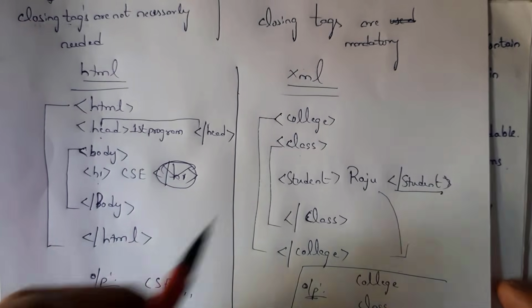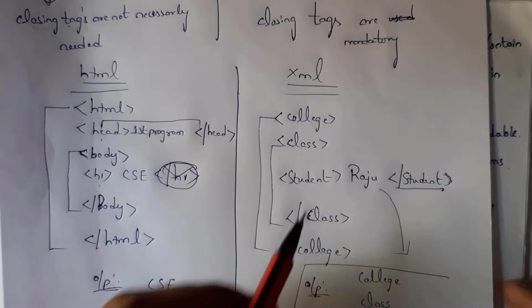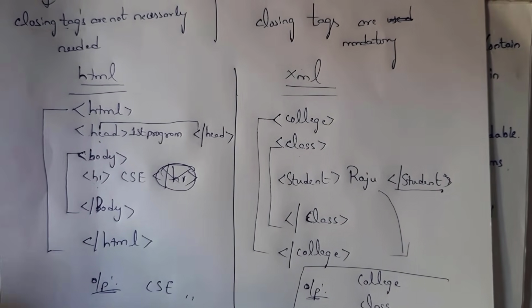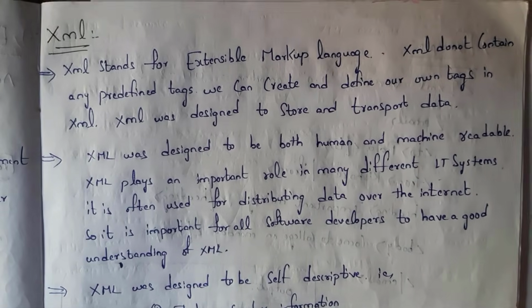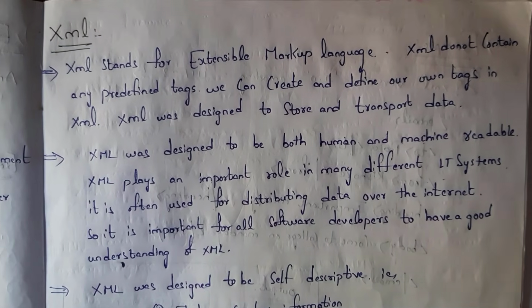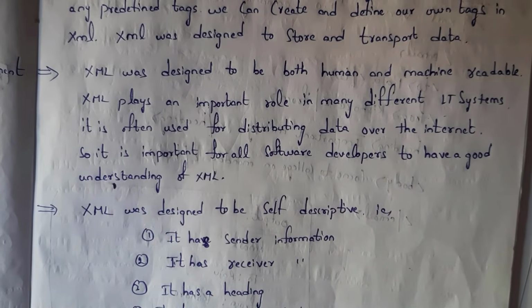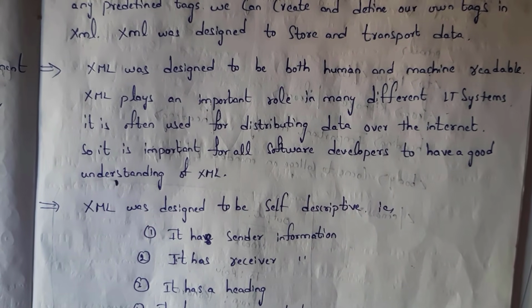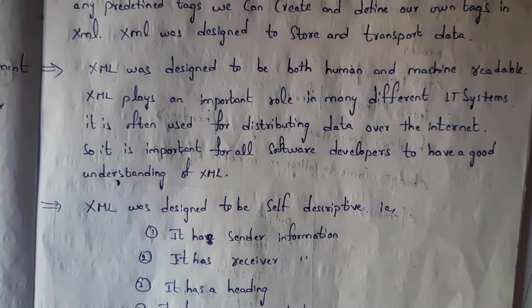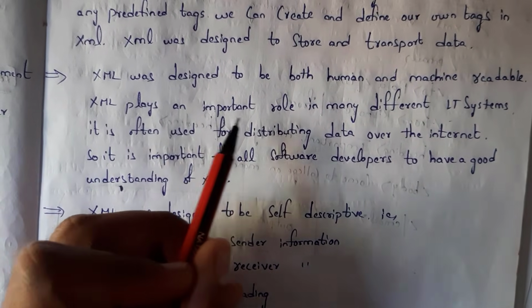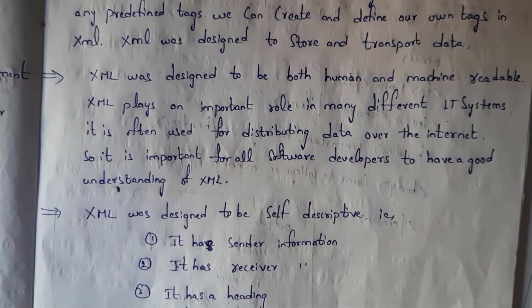If you see in this example, college, class, students, all these are our own tags which we have created. So we can create our own tags in XML. XML was designed to be both human and machine readable. This XML was easily understandable by both humans as well as machines. XML plays an important role in many different IT systems.